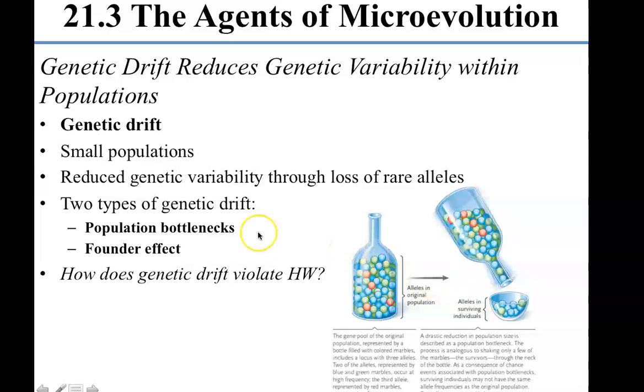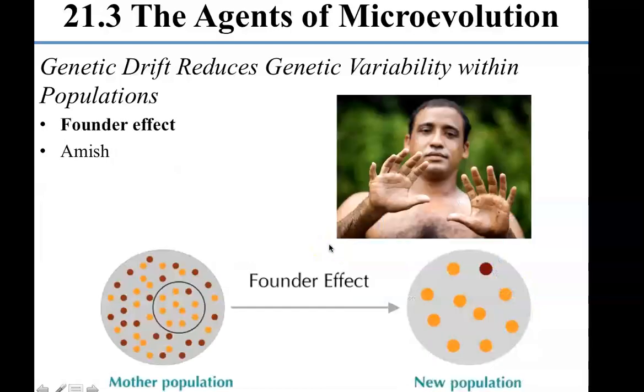There's 2 types of genetic drift: population bottlenecks and the founder effect. And so this is actually an example of a population bottleneck. So here, that's why they drew it as a bottle, by the way. So you've got all of these different alleles represented, but your survivors get bottlenecked, creating a smaller population. So that's one example of genetic drift. The other is the founder effect.